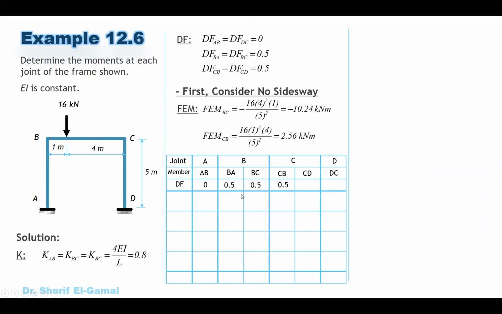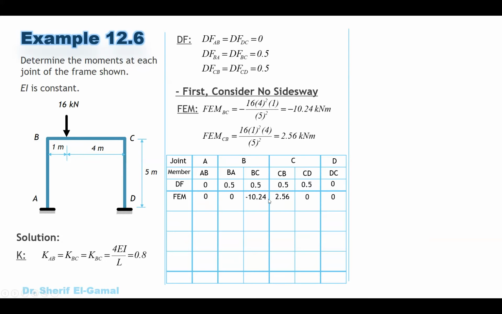Let's put the distribution factors. At A and D they are 0. You have a 0 here and you have a 0 here. Then at B and at C all the values are 0.5. Let's put now the fixed end moment. For fixed end moment, all the values are 0 except at BC and CB. So at BC here, the value is minus 10.24. At CB, the value is 2.56.